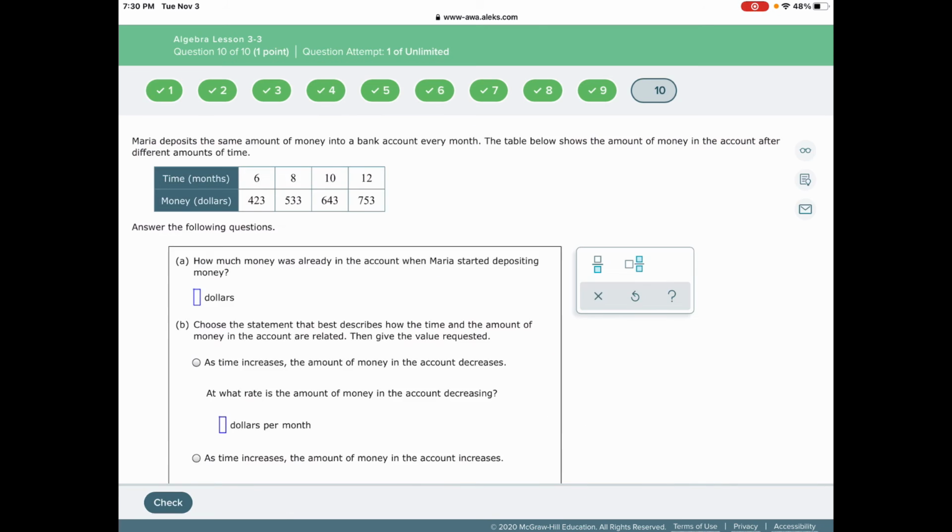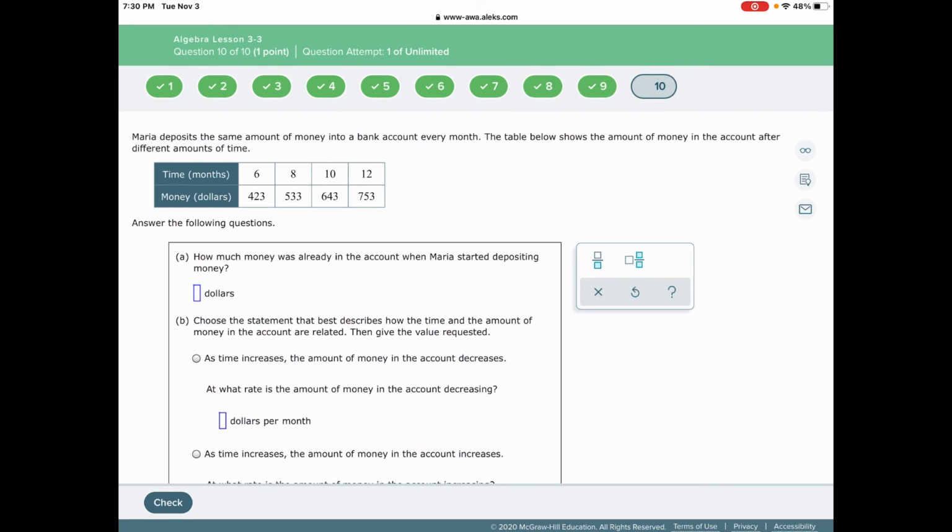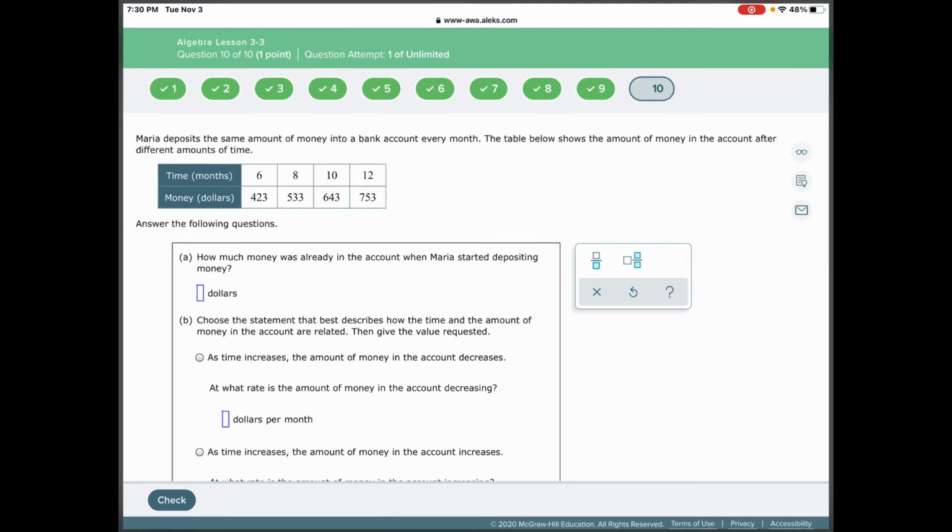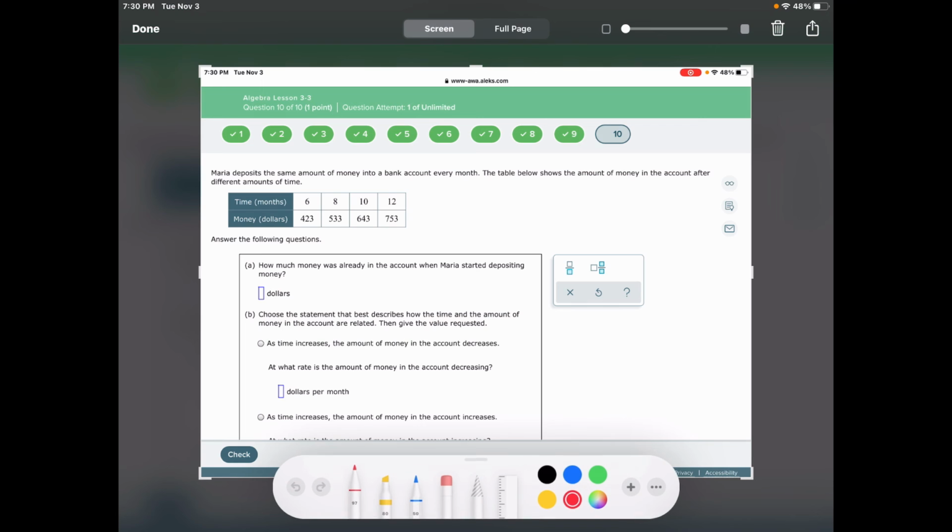Awesome. All right. Maria deposits the same amount of money into a bank account every month. The table below shows the amount of money in the account after different amounts of time. How much money was already in the account when Maria started depositing money? Okay, so we don't have a 0. There's no 0 time on this chart. So what we can do is figure out how much she's actually depositing over time here. So we have every 2 months.